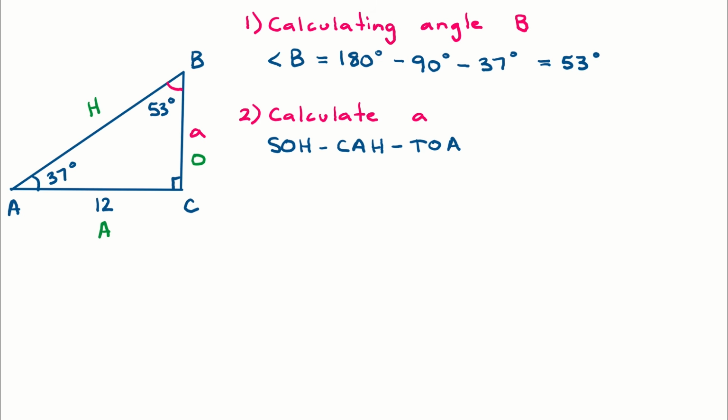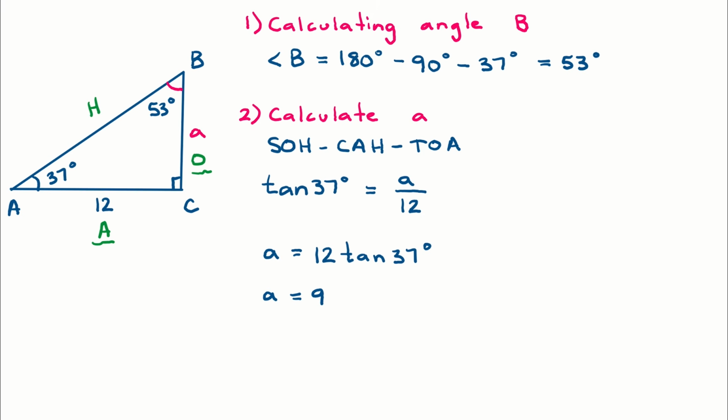So if we're trying to relate angle 37 to the opposite side and the adjacent side, we're looking at tan, which means tan of 37 degrees would be equal to a over 12. That means that a is just equal to 12 times tan of 37 degrees, or a is equal to approximately 9.